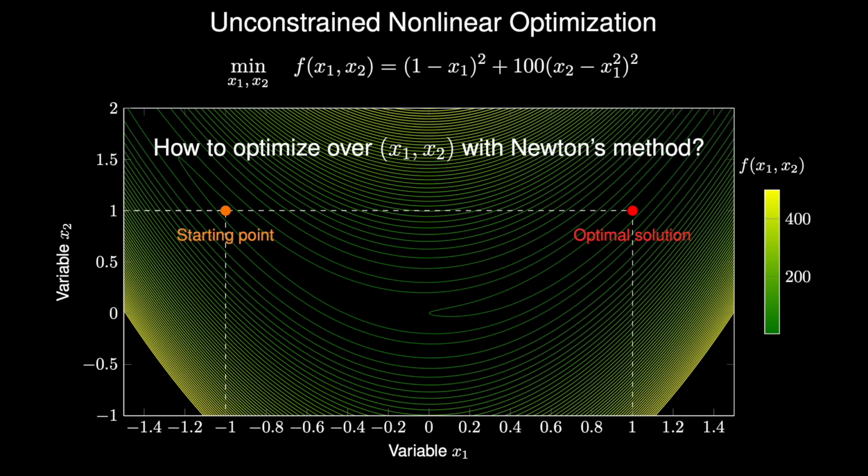But how do we extend Newton's method to 2 dimensions? We start at the point -1, 1, far from the optimal solution at 1, 1. In 1D, the update used f prime and f double prime. In 2D, this becomes the gradient vector and the Hessian matrix.